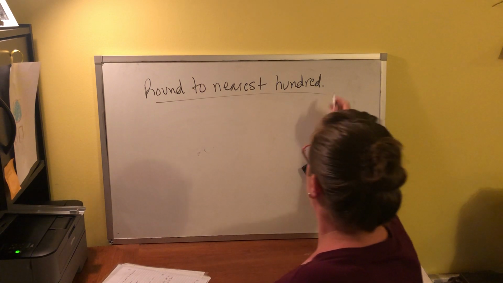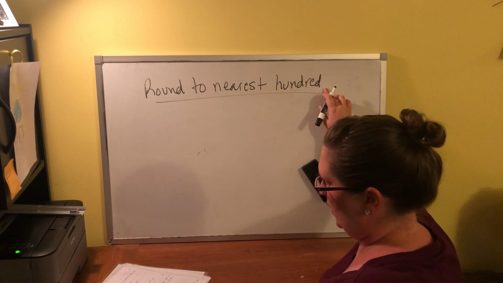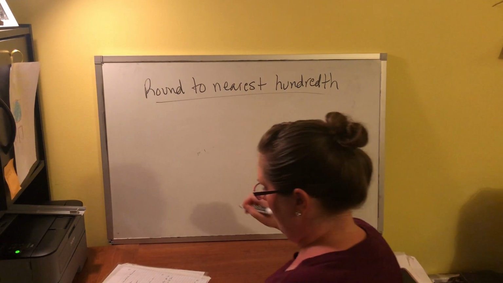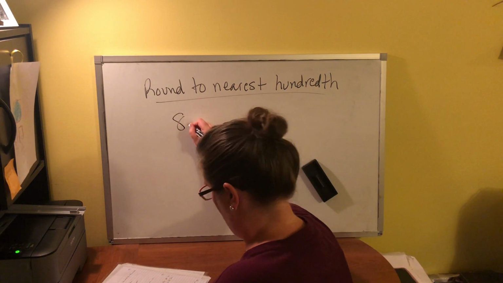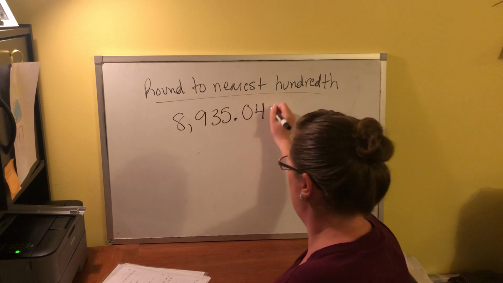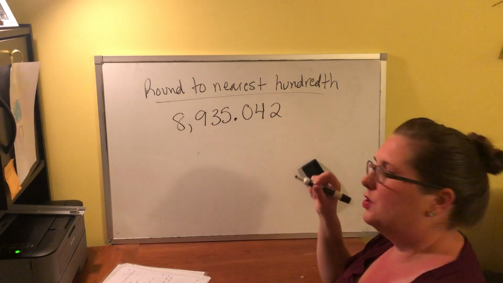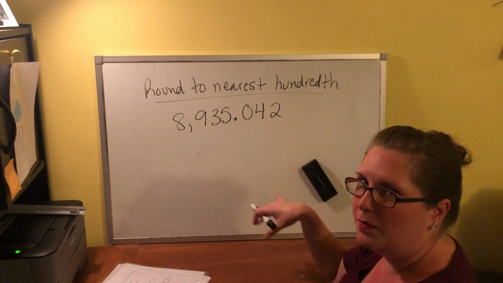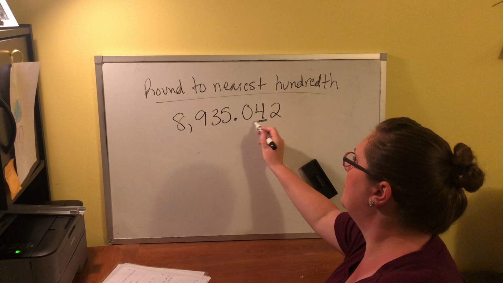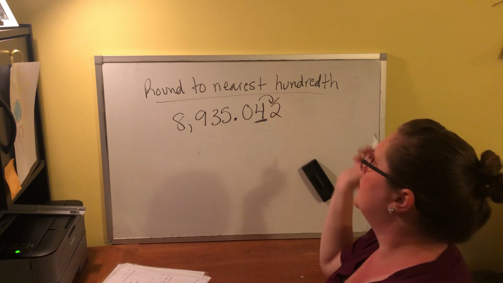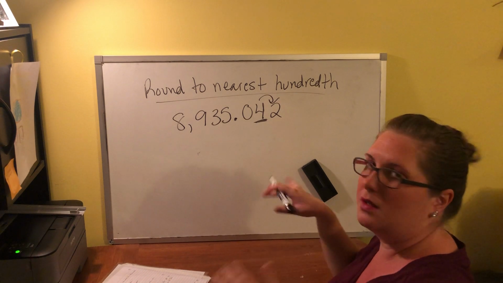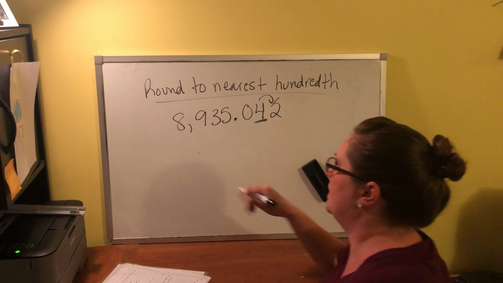All right, let's look at another. And let's do a decimal. So this time, instead of it just being 100, let's do the hundredth. And let's use the same number, 8,935.042. So the first thing we're going to do is go ahead and find the hundredths place, right? So that's the decimal. So here's our tens, hundredths. So the 4 is in the hundredths. Look to the right, it's a 2. The 2 means the 4 is going to stay the same, right? We're not rounding up this time.